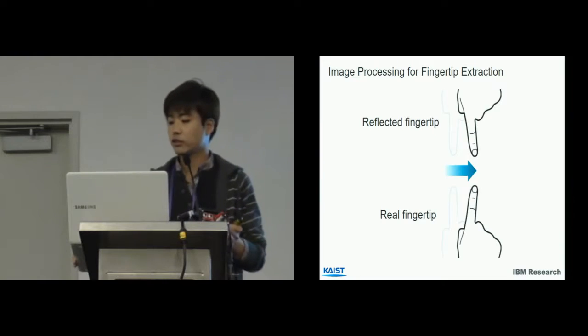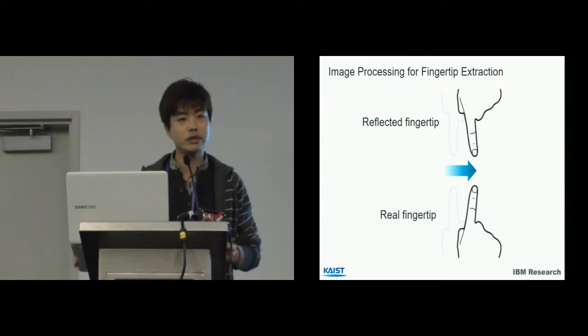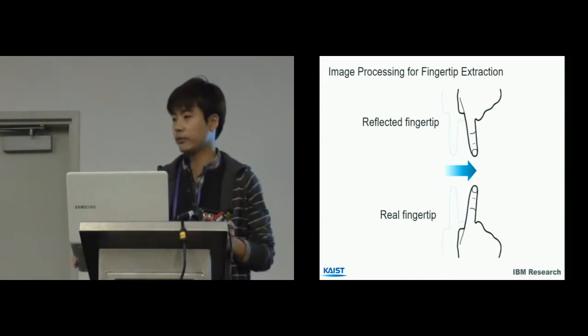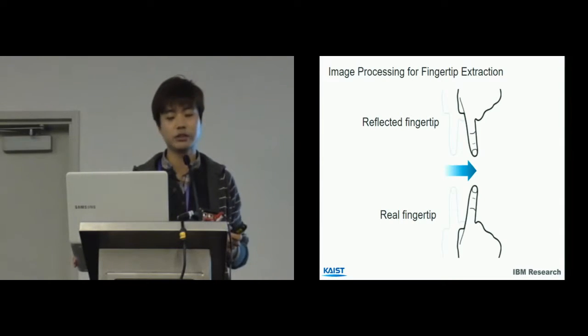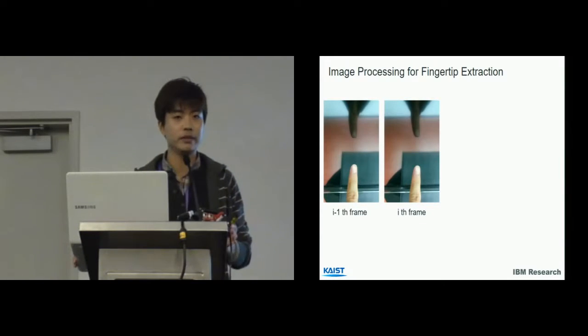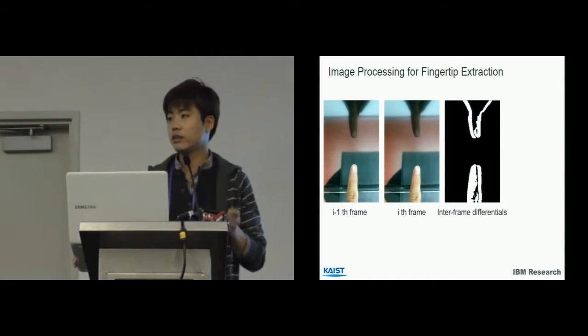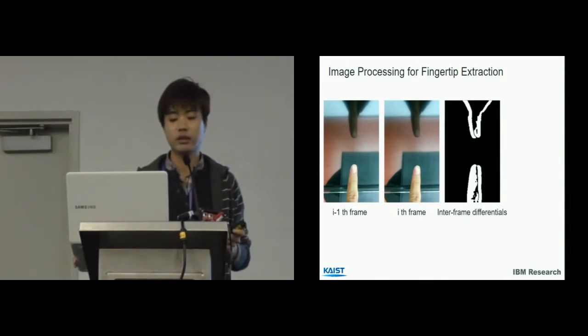Then your next question may be how to extract the fingertip and its reflection in the camera's field of view. Our intuition was that in the camera's field of view, the moving part would be the fingertip and its reflection. Here are two subsequent frames from the camera's field of view. By interframe differentials, we can extract the areas of the moving finger and its reflection.